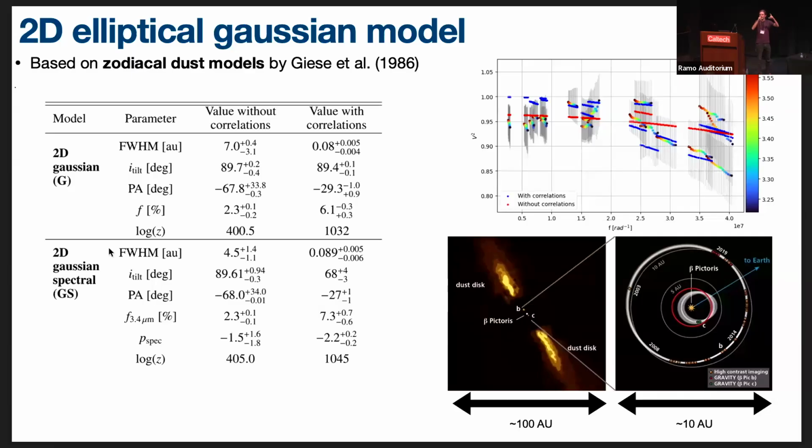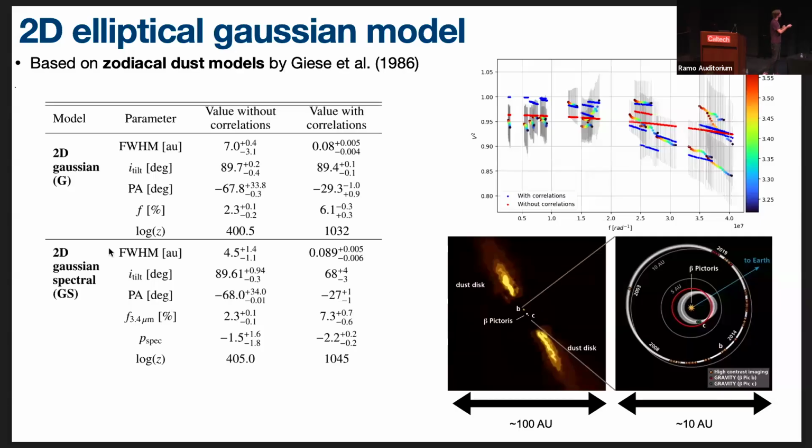And so here I show one of these models that we fitted to Beta Pic data. So it's just a Gaussian on the sky. It's still a very simple model. It's a Gaussian with a certain full width half maximum, a certain inclination, and it's oriented in the sky in some way. And it also has a flux ratio. And so what we find is that when we take into account correlations, we get a fit that's very different from something that's overextended. So we get something that's very compact.